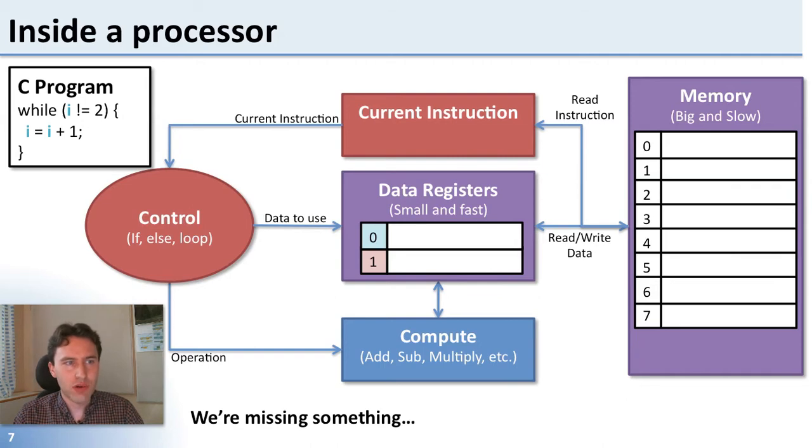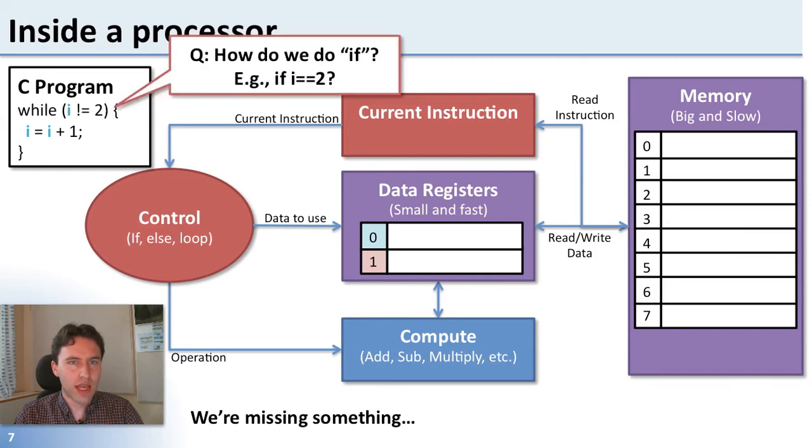So say we have a C program that looks like this. It says while I does not equal 2, I equals I plus 1. Well, the tricky part here is how do we do this if? We need a way to change our control whether I equals 2 or I equals 1 or 3 or 0. And so what we need is some feedback.